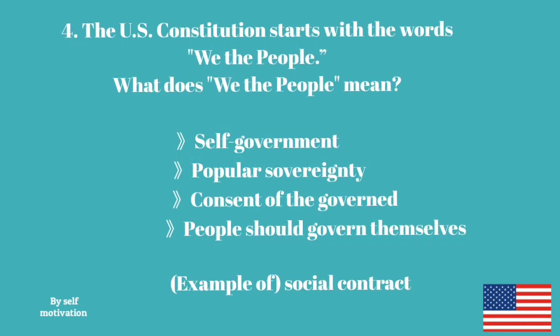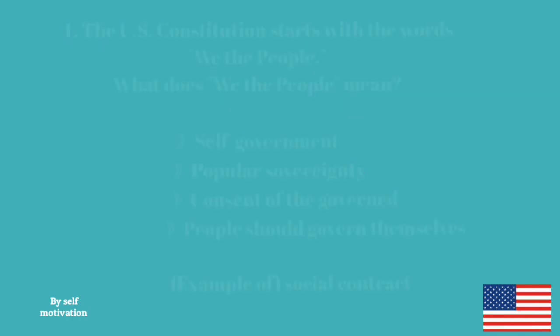The U.S. Constitution starts with the words, "We the people." What does "we the people" mean? Self-government, popular sovereignty, consent of the governed. People should govern themselves. Example of social contract.